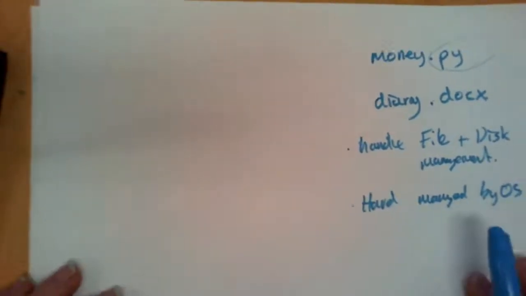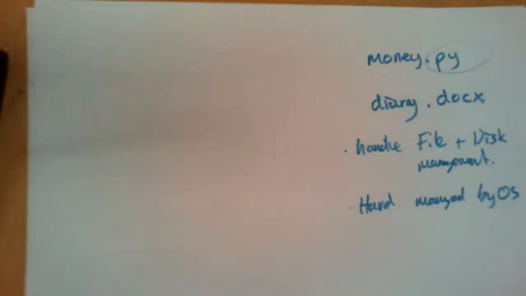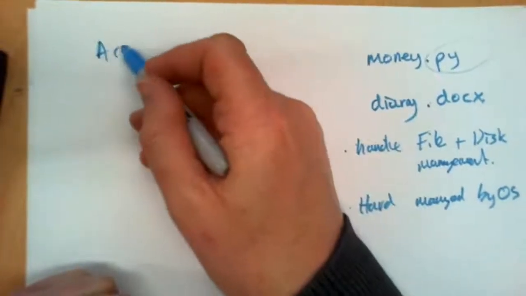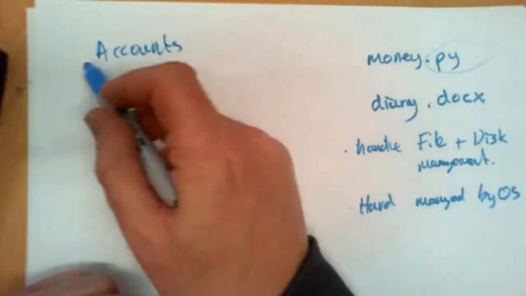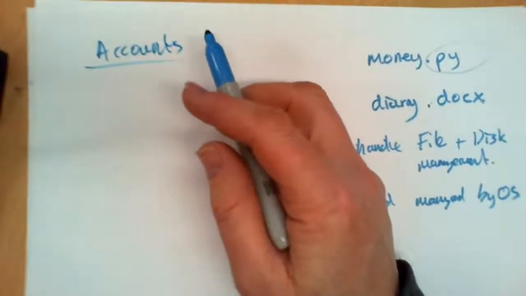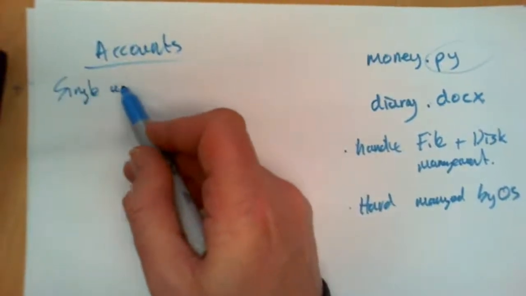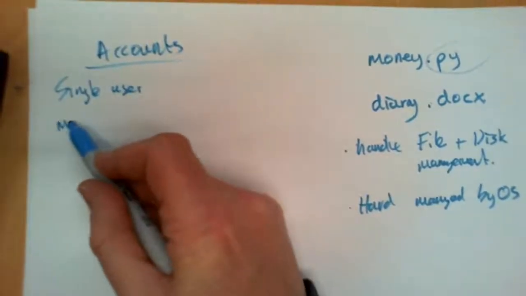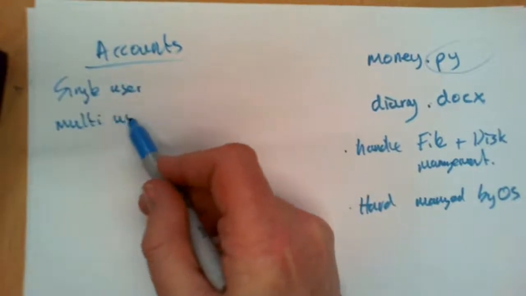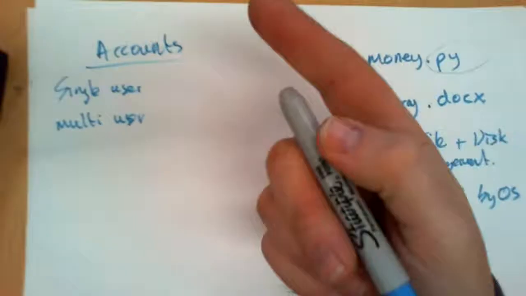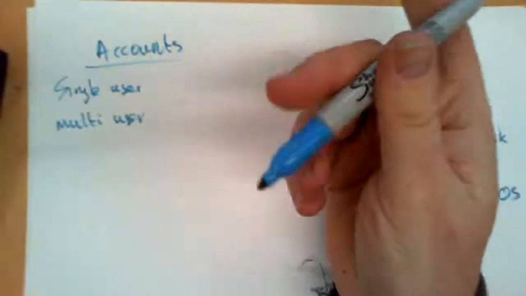Okay, and I suppose the last thing that an operating system does, it deals with accounts. So you can have what's called single user or multi-user accounts. Okay, so single user operating systems allow only one user to use the computer at once.